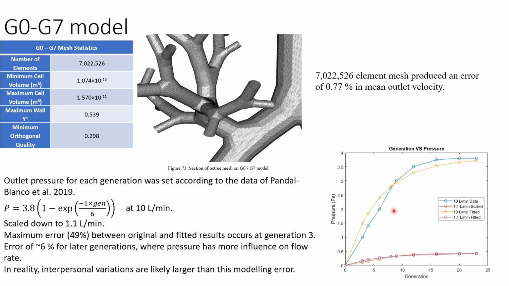So that's the blue curve on this plot here, and we fitted this yellow curve, an exponential function, to their data. Their data was at a flow rate of 10 liters per minute, and we scaled this down to 1.1 liter per minute. So this gives us the pressure at each outlet. This gives a maximum error of 49% between Pandal-Blanco's and the fitted results. That occurs at generation 3, but the error is less for later generations, and in reality interpersonal variations are likely to be larger than this modelling error, at least for the later generations.